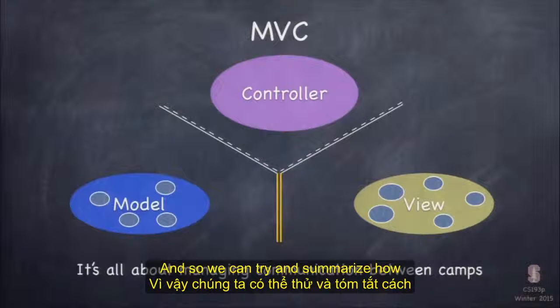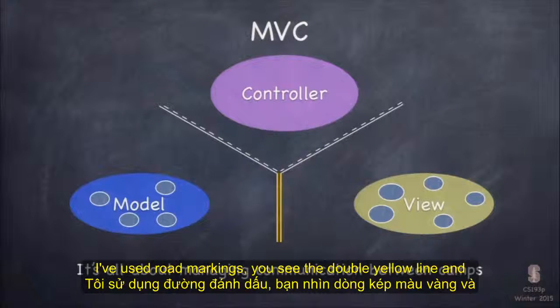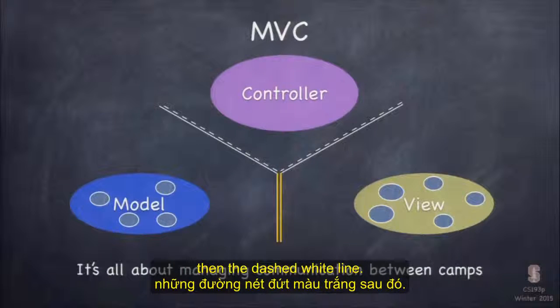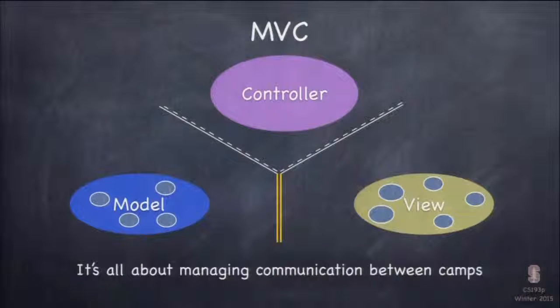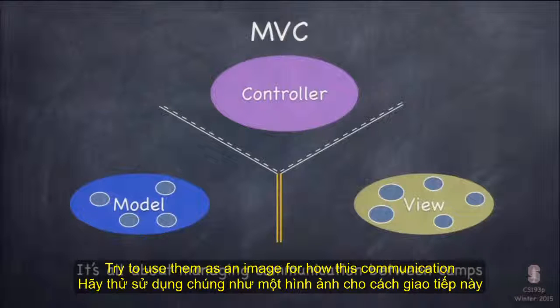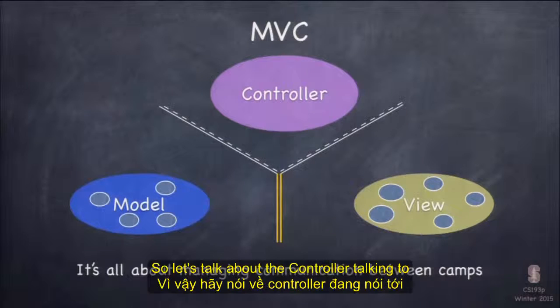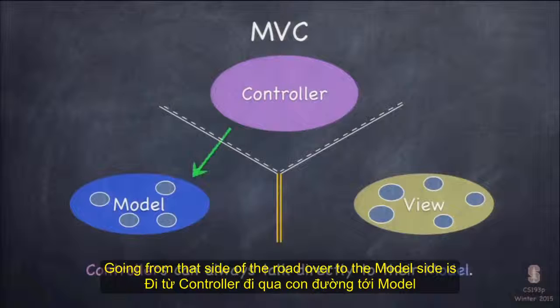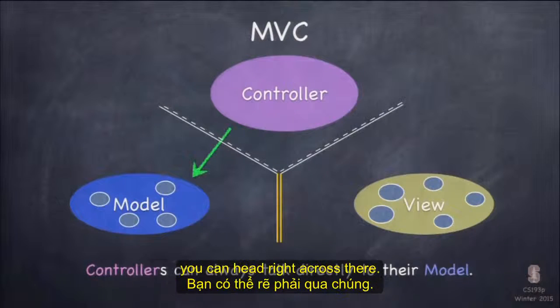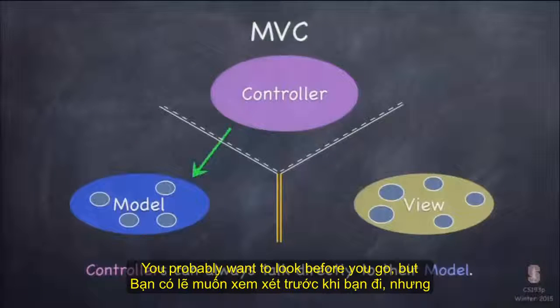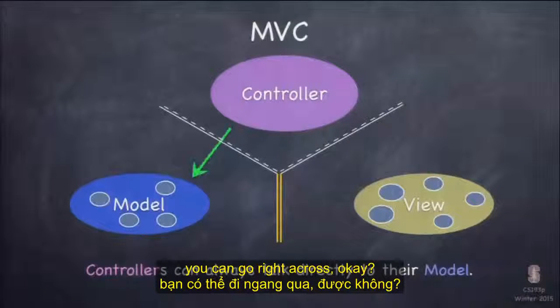And so I'm going to try and summarize how the communication works between these camps. And I've used road markings. You see the double yellow line and then the dashed white line. So that's like you're driving in your car. Try to use them as an image for how this communication happens, where it's allowed, where it's not allowed, okay? So let's talk about the controller talking to the model. Well, going from that side of the road over to the model side is a dashed white line. In other words, you can head right across there. Probably want to look before you go, but you can go right across, okay?